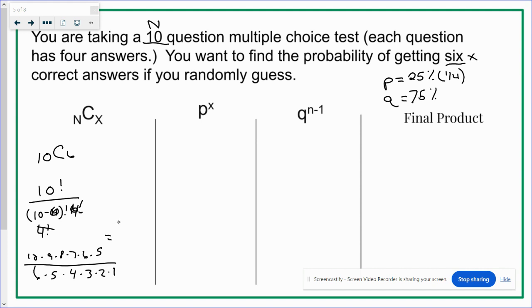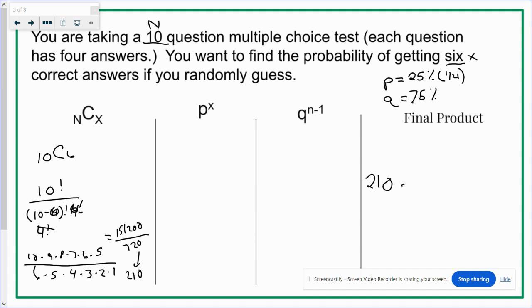All right, so let's do this out. 10 times 9 times 8 times 7 times 6 times 5. 151,200. On the bottom, 720. So 151,200 divided by 720 gives us 210. So that's my first step.